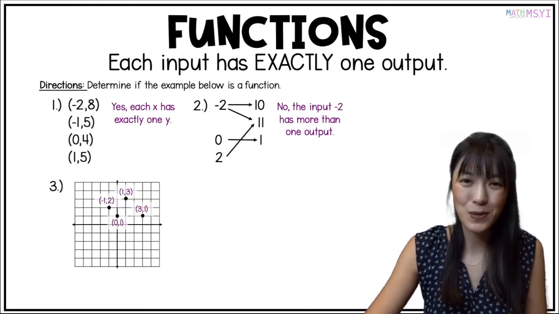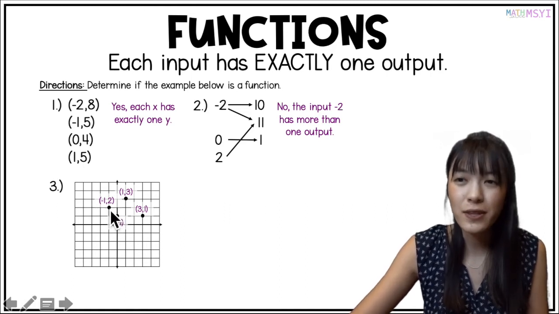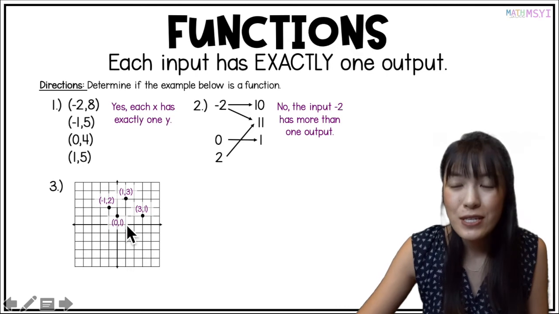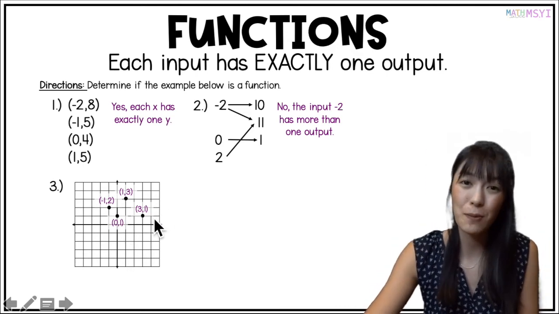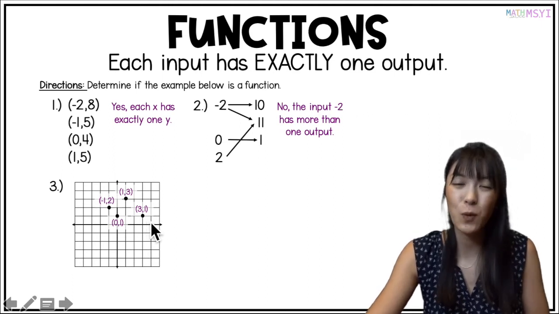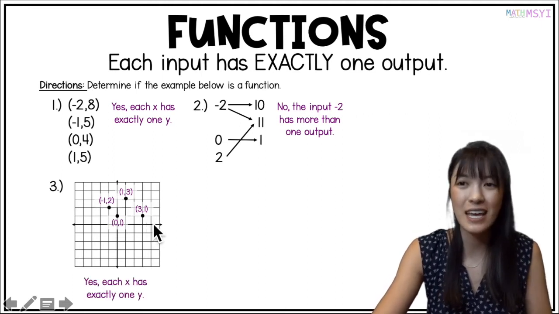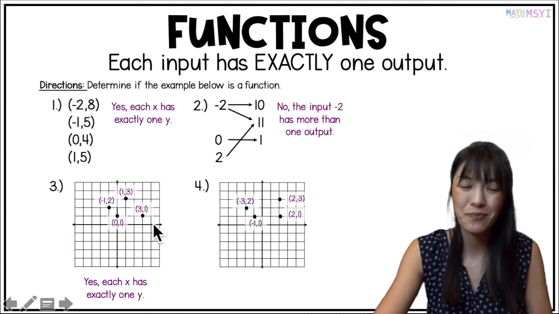Let's look at this graph example. So if you look at this graph, your points are (-1, 2), (0, 1), (1, 3), and (3, 0). For each of your inputs, your x, you have a unique y value. So this here is a function because each of your x has exactly one y.